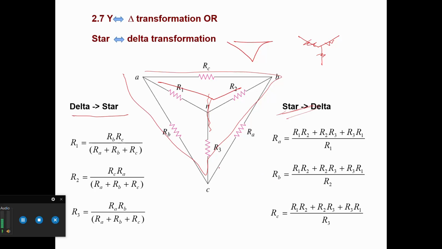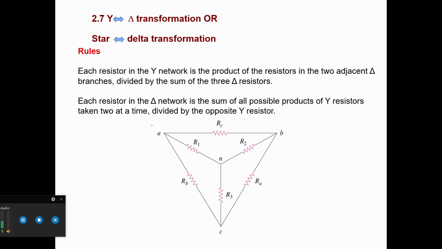So if a particular configuration is given, you can transform it using these formulas into a different one and then solve it. Each resistor in a Y network is the product of the resistors in the two adjacent delta branches divided by the sum of the three delta resistors. And each resistor in a delta network is the sum of all possible products of Y resistors taken two at a time, divided by the opposite resistor of Y.